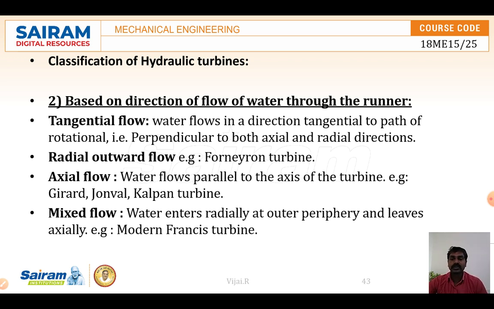And the radial flow is where the water flows radially. There are two more, axial and mixed flow. In axial flow, water flows parallel to the axis of the turbine, that is, the axis of rotation of the shaft, and then makes the blade rotate. That is one different working principle of the turbine. It's an axial flow turbine. And mixed flow is a combination of axial and radial.